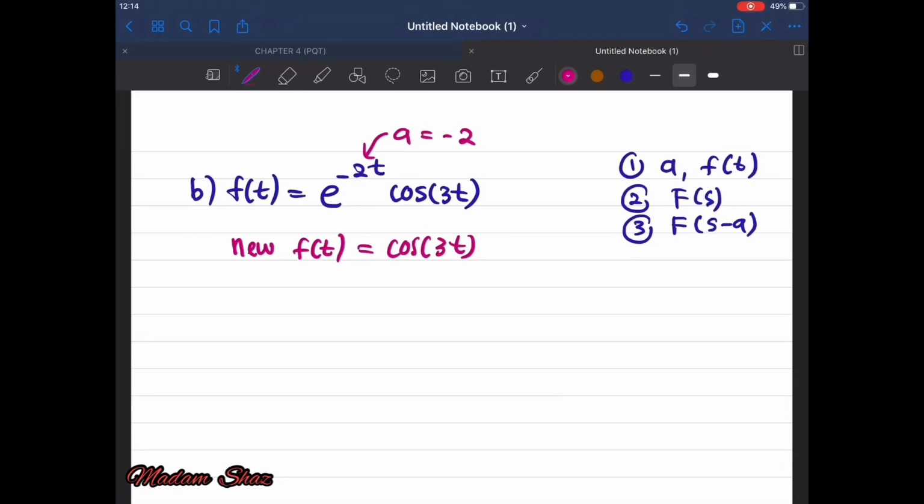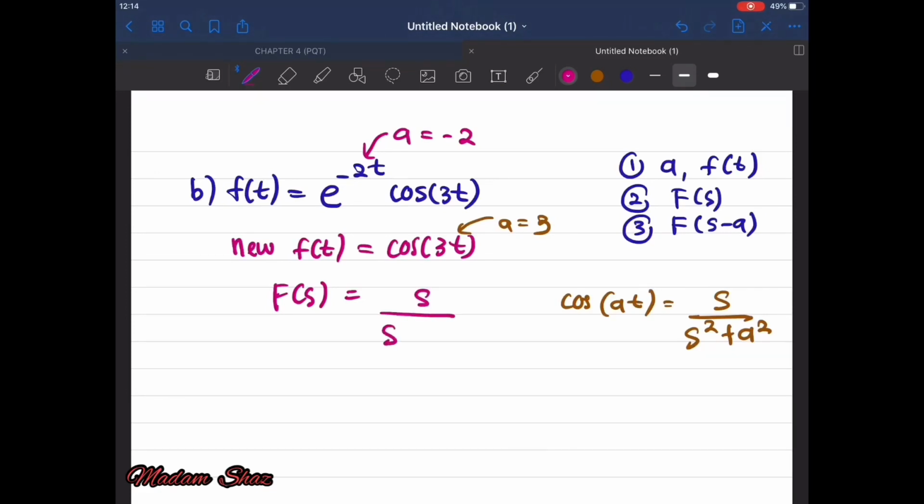So from your new f(t), you have to find the Laplace transform, which is the result that will become F(s). So the Laplace transform for cos 3t, by referring to your table, cos at is equal to s over s square plus a square. So from here, your a is equal to 3. So therefore F(s) will become s over s square plus 3 square, which becomes s over s square plus 9.